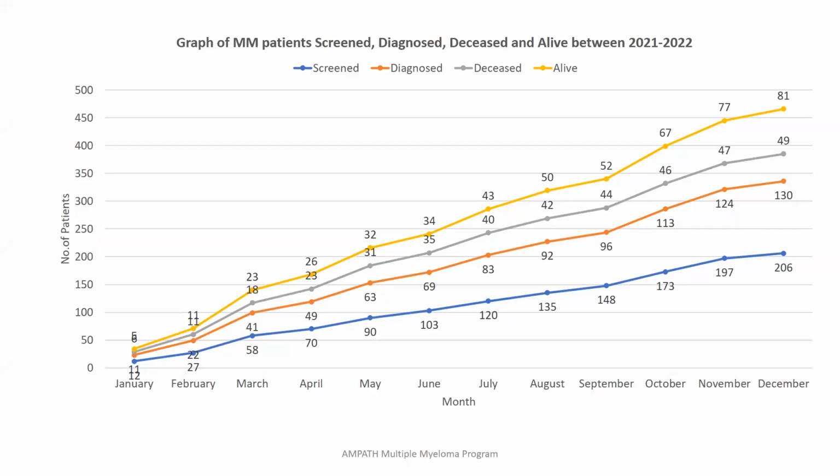Yes, we are also still improving on our diagnosis, but even after we diagnose, at what point are we diagnosing these patients? Are they coming in late, so that even when we initiate treatment, it is a little bit late in terms of intervention, and we are losing a significant number of them?